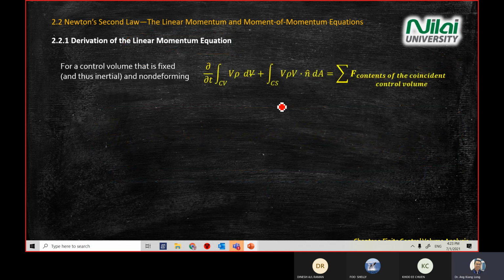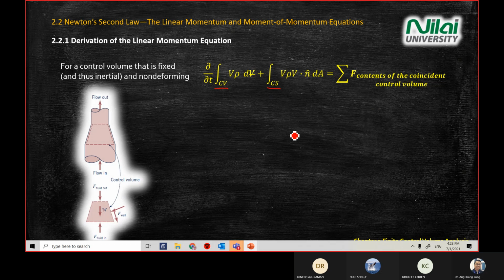Okay, so continuing with what we covered so far. We are still focusing on the equation of momentum, the rate of change of momentum, which is Newton's second law. What is happening in the control volume and control surfaces will equal the force acting on the control volume.